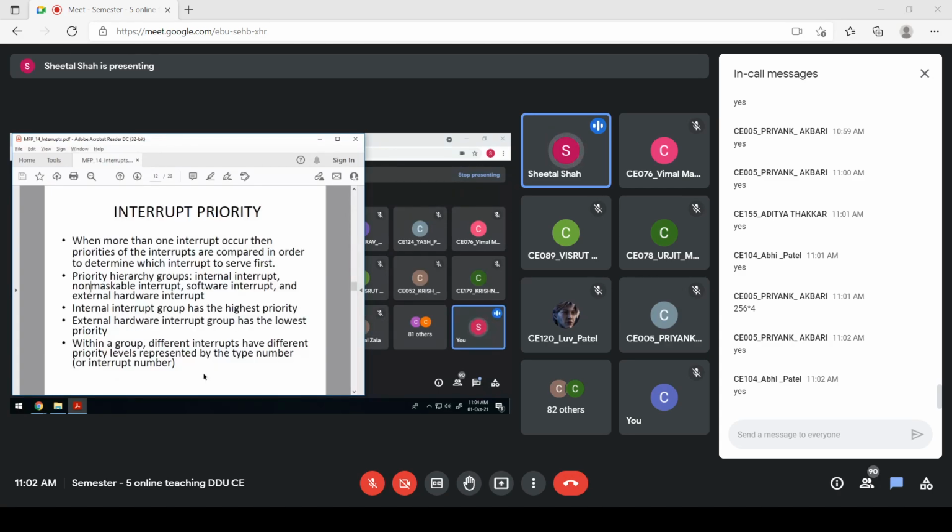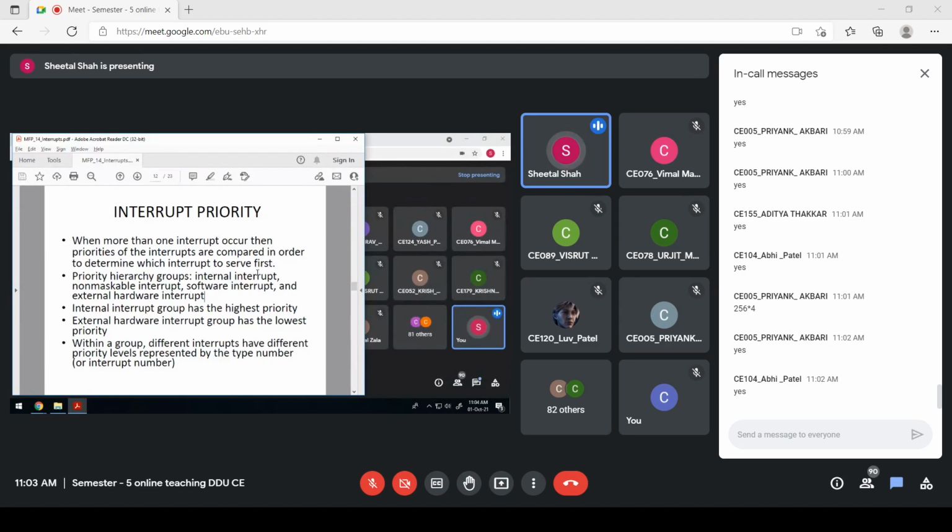Now, next, suppose more than one device or more than one interrupt has occurred at a time, then to whom should the priority be given? When more than one interrupt occurs, the priorities of the interrupts are compared in order to determine which interrupt to serve first. So we have to find out which of them should be served first. There are various groups of interrupts, like an internal interrupt, non-maskable interrupt, software interrupt, or some external hardware interrupt which can be connected to the INTR pin. So all these are the different types of interrupt.